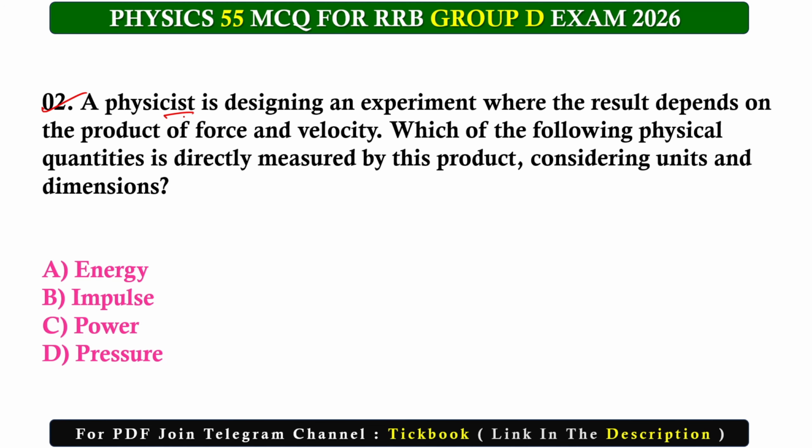Question number 2, a physicist is designing an experiment where the result depends on the product of force and velocity. Which of the following physical quantities is directly measured by this product, considering units and dimensions? Option number C is the correct answer, power.